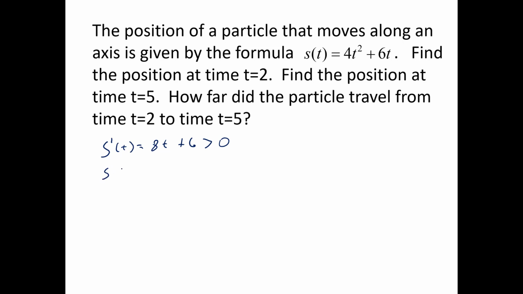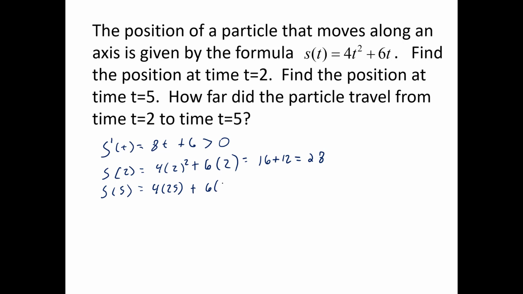So S of 2, we simply plug in 2 into the formula. We get 4 times 2 squared plus 6 times 2. 16 plus 12, 28. S of 5. Plug in 5 into the formula. 4 times 25 plus 6 times 5. And that's 100 plus 30, 130. Okay, so then at time t equals 2, we were at 28. At time t equals 5, we were at 130.